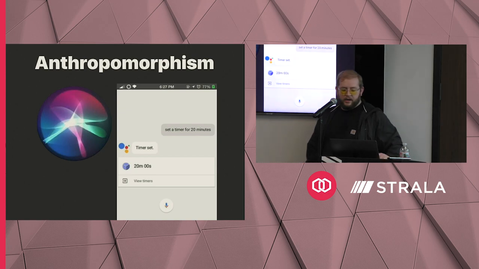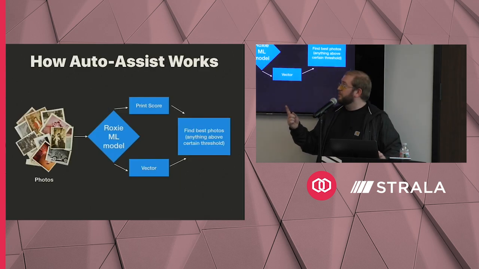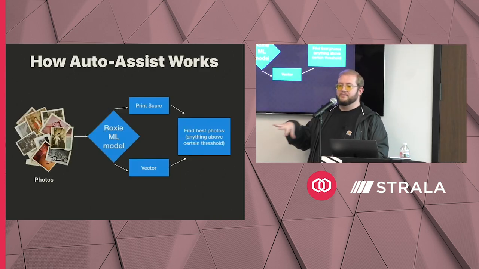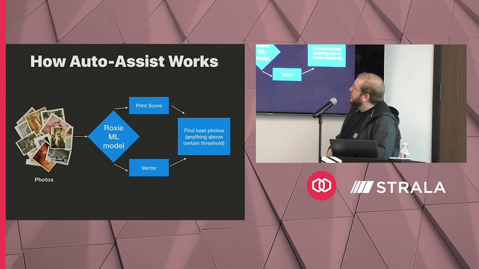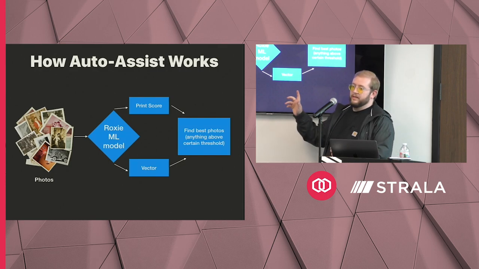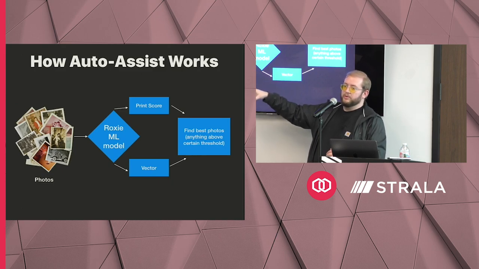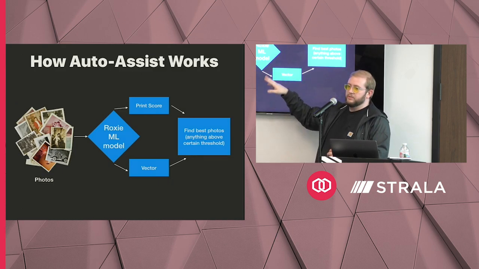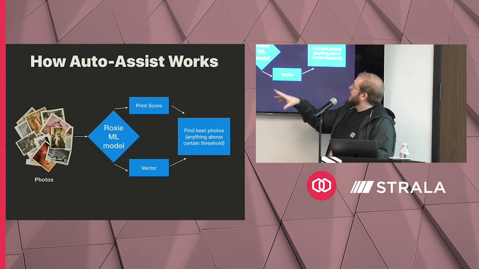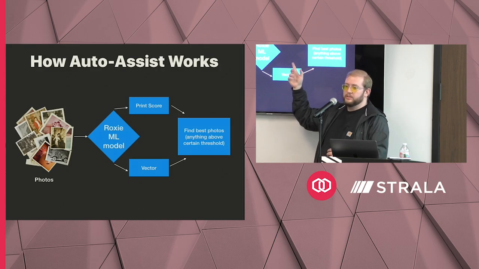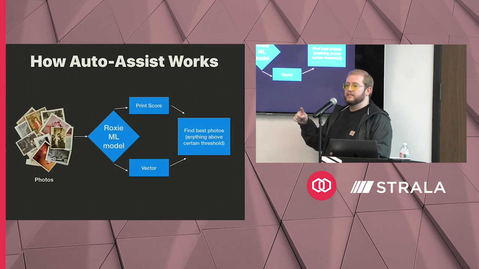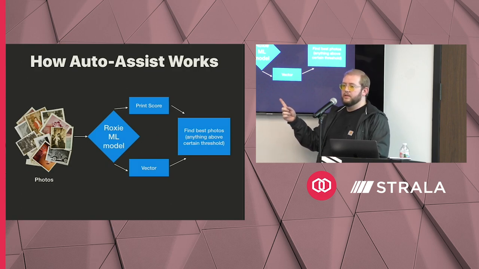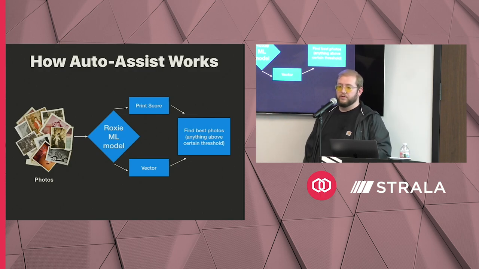So let's get back to Chatbooks and Roxy, which, by the way, we don't call it Roxy anymore. It's called Auto Assist, because it's just a feature. It's not a friendly cartoon dog. So the basic way that we do it is we take all your photos and we run them through our machine learning model that we built, and we get two things: a print score, which is based on user behavior in the past, how likely is this photo to have been printed, based on a few different things, and vectors, which are like objects that are in the photo.